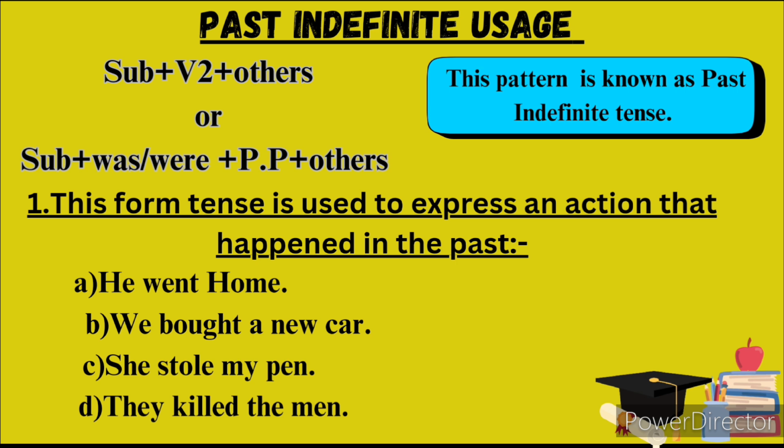Past indefinite uses: subject plus verb 2 plus others; subject plus was/were plus past participle plus object. This pattern is known as past indefinite tense. This form of tense is used to express an action that happened in the past. He went home. We bought a new car. She stole my pen. They killed the man.